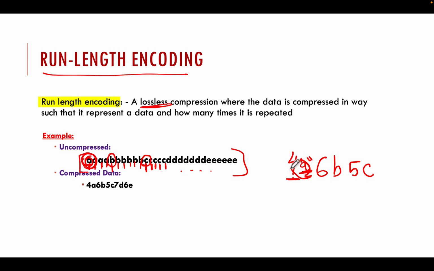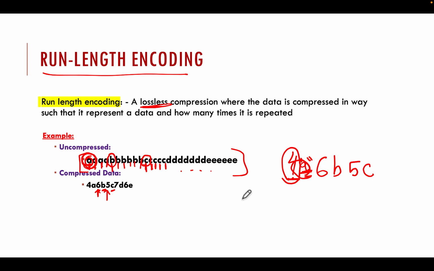And then we will see how many times that data is being repeated. Here it is repeated 4 times. The A is repeated 4. The B is repeated 6 times. The C is repeated 5 times, and so on. This is the type of encoding called the run length encoding.